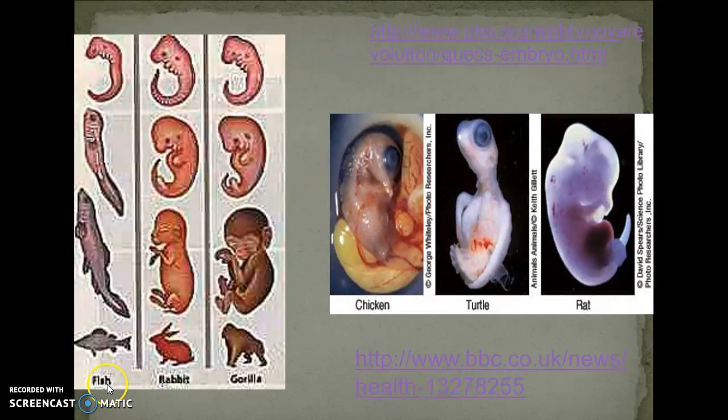Here are some more pictures of a fish versus a rabbit versus a gorilla. So you can see very similar in structure. Again, chicken, turtle, rat. And if you take a second and click on these two links, it will take you to a couple of different ones: one's an animation and one is an article about comparative embryology. So take a second and look at those two links.